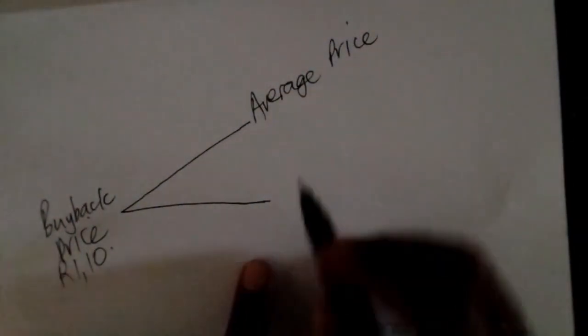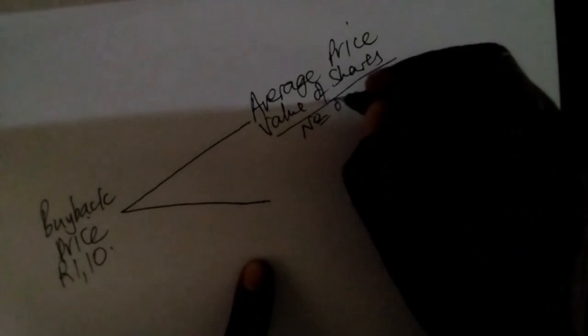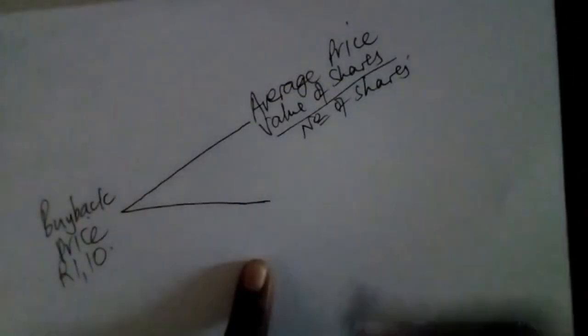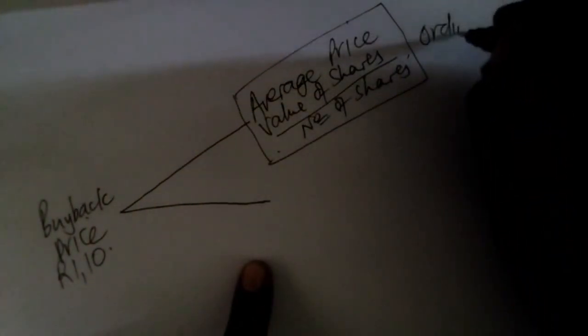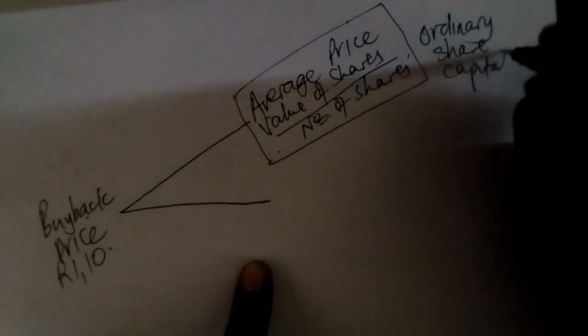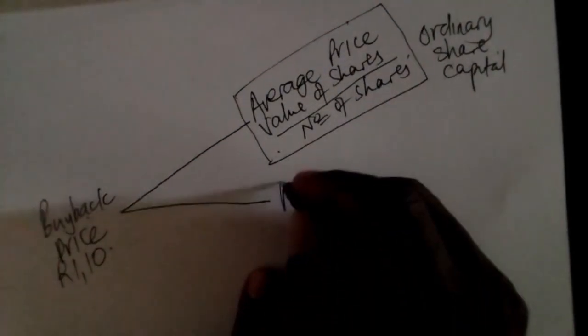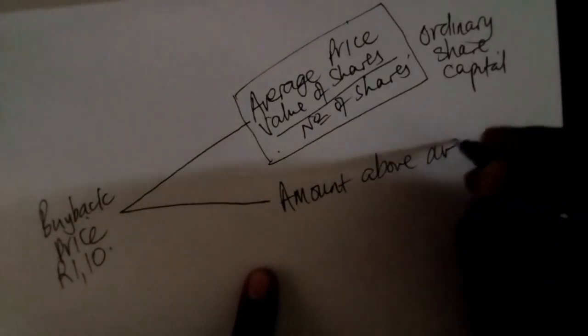So here you're going to have your average price. Your average price is obtained by saying value of shares over number of shares. Whatever you get here is what is used when you are adjusting your ordinary share capital. That's your ordinary share capital, right? And then the other part here, you're going to use the amount above average.